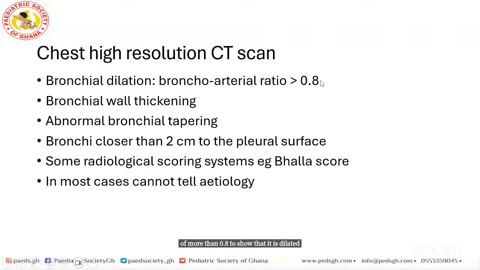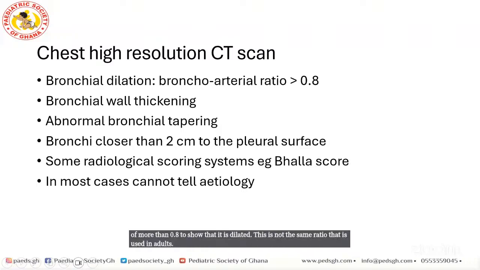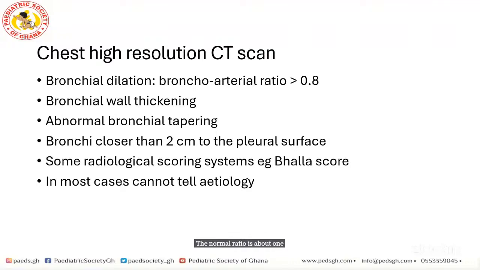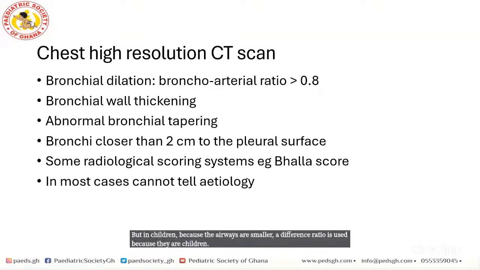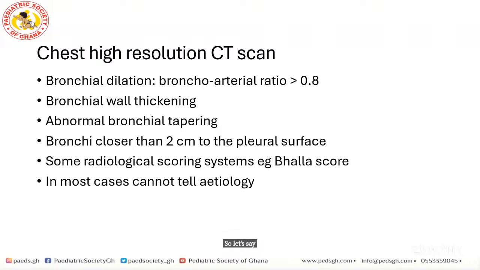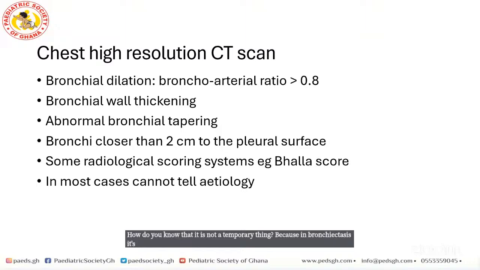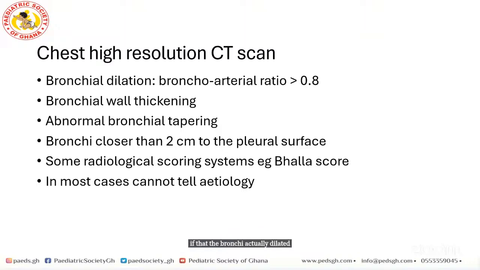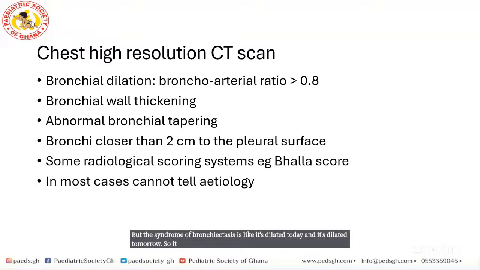This is not the same ratio that is used in adults. The normal ratio is about 1 and above. But in children, because the airways are smaller, a different ratio is used. And we are saying bronchial dilation. So let's say you do a CT scan now and the bronchi are dilated. How do you know that it is not a temporary thing? Because in bronchiectasis, the bronchi are actually dilated, even though we know that in early bronchiectasis, you can actually reverse it. But the syndrome of bronchiectasis is like it's dilated today and it's dilated tomorrow. So it's not a temporary thing, you see.